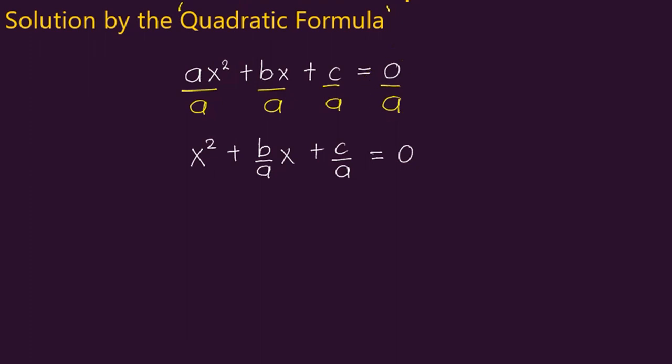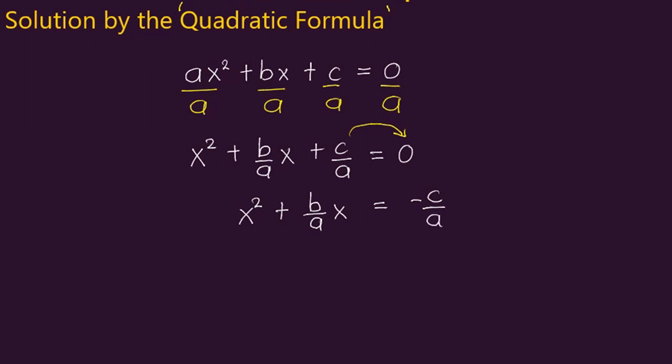Next, I'll take the constant term, which is c over a, and I'm going to place it to the right hand side. So placing it to the right hand side, it becomes x squared plus b over a of x is equal to minus c over a.